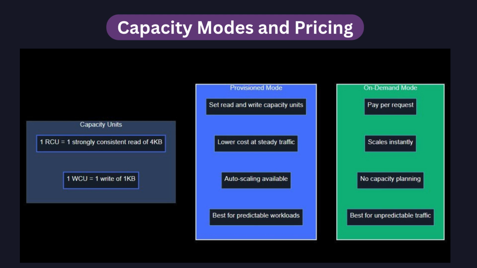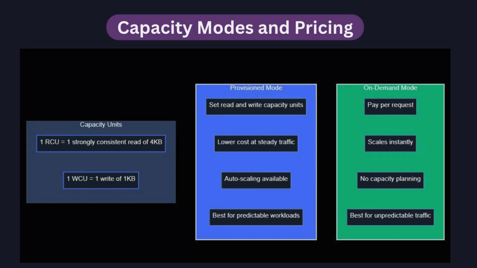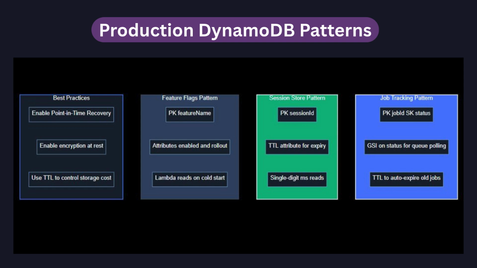You can also enable auto-scaling in provisioned mode to adjust capacity automatically. A common strategy is to start with on-demand during development and move to provisioned once traffic becomes stable. Production DynamoDB patterns. In production systems, DynamoDB is commonly used with specific design patterns.